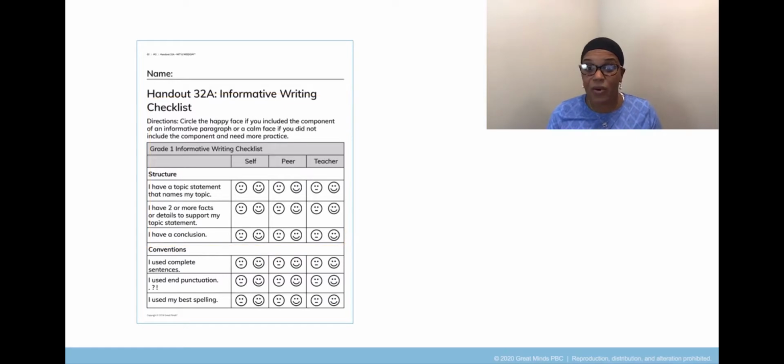What I'd like you to do now is take a look at the self column. You are going to circle the happy face if you included that component or part in your informative paragraph. You're going to circle the other face if you didn't include it or if you need a little bit of practice.